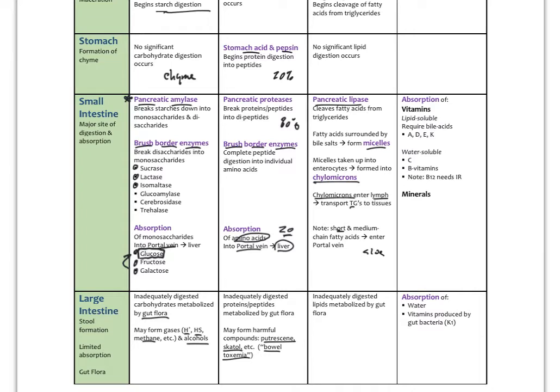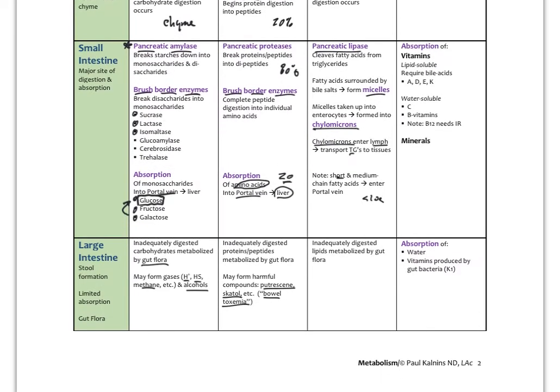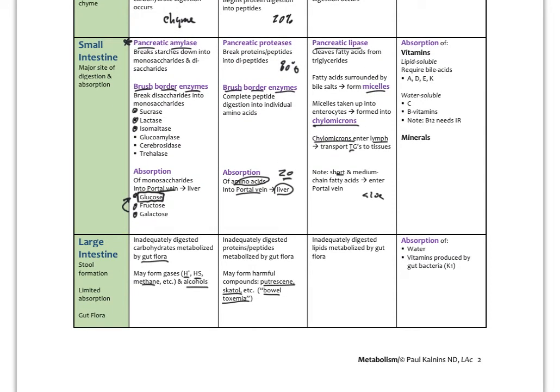Again, same kind of thing. Inadequately digested lipids can be metabolized by gut flora. Typically, we're going to see lipid problems not because of lipase deficiency, although that can be an issue, but because of some sort of bile stasis and lack of bile salts.